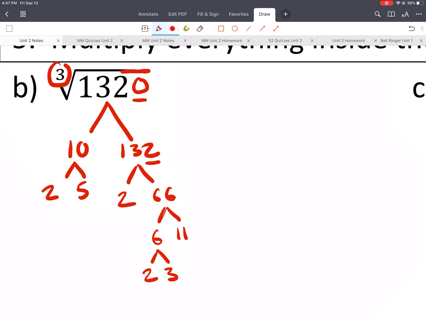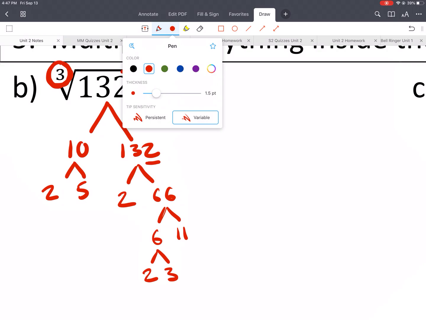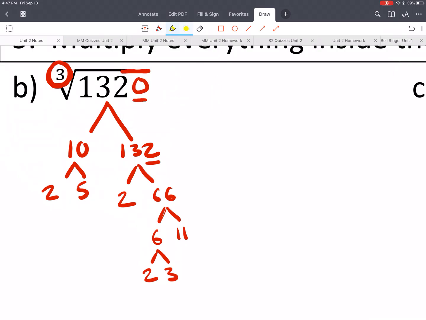Since it is a cube root, we want to find groups of 3. So maybe I'll just do a highlighter, something like this. Okay, I don't really like that.